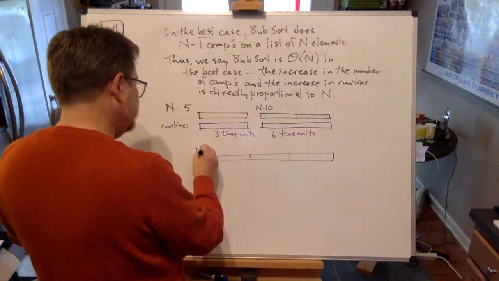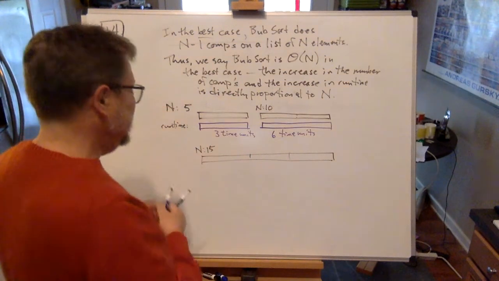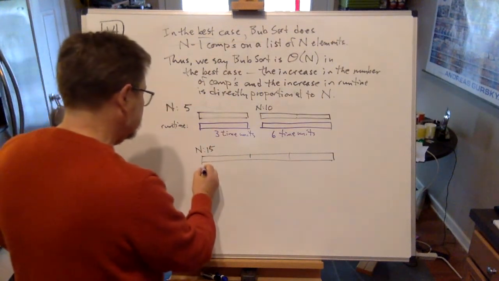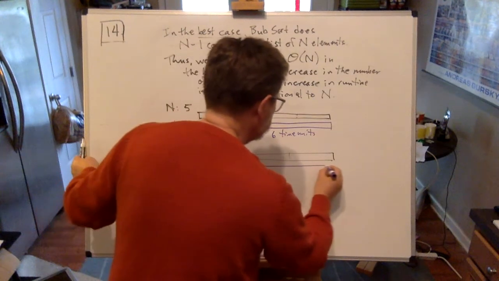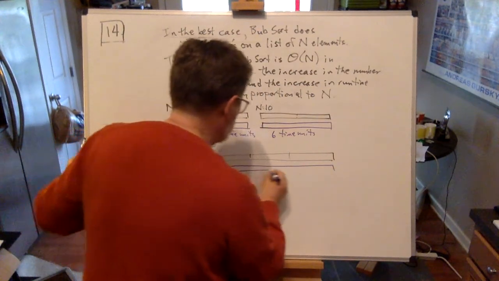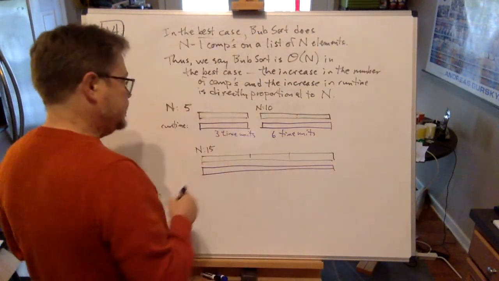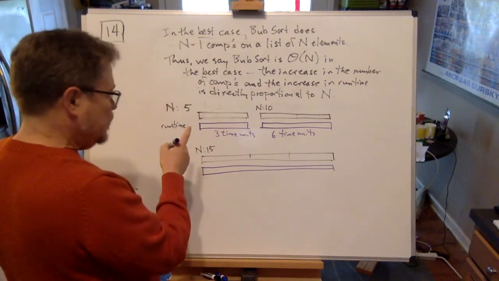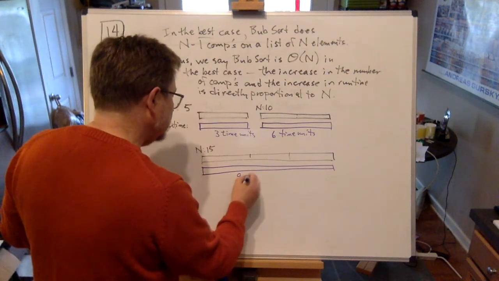Where n is now 15. I've got a list of length 15. Oh no, how many time units is that going to take? Well, the parallel line down here, where I'm measuring runtime up next to the size of the list, I'm going to predict it's going to take 9 time units.